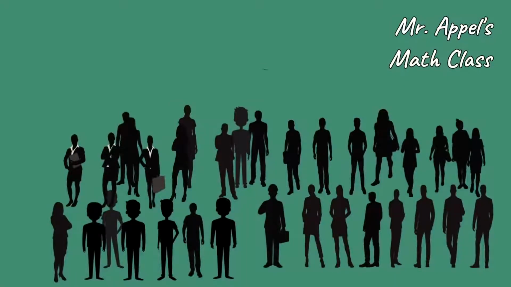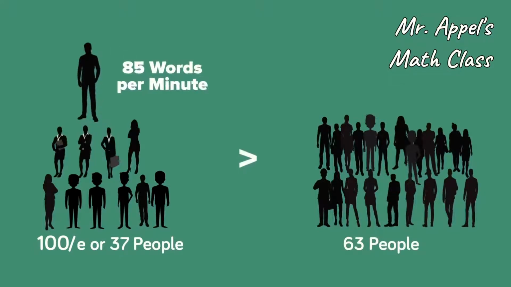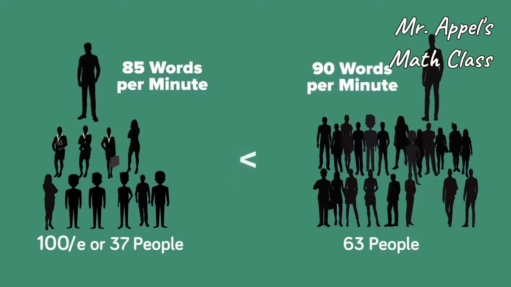Well, the math says if you have 100 interviews lined up, first interview 100 over e of them, or about 37 people. However, you do not pick any of those first 37. You just keep track of who was the best. You will then pick the next person who is better than any of those first 37 people.